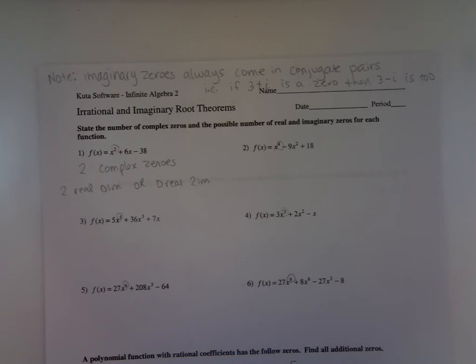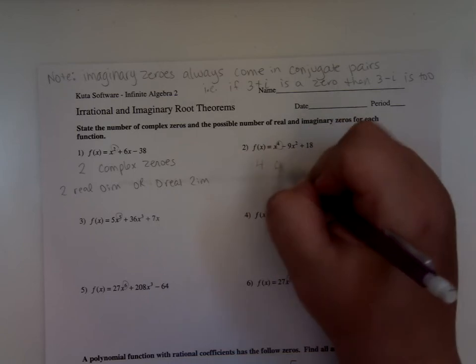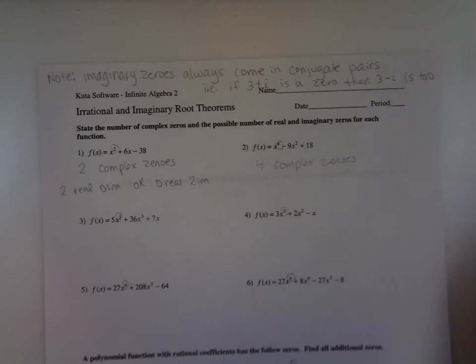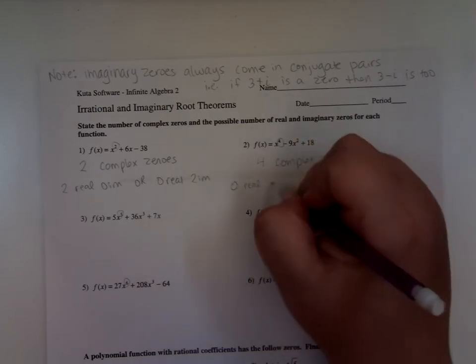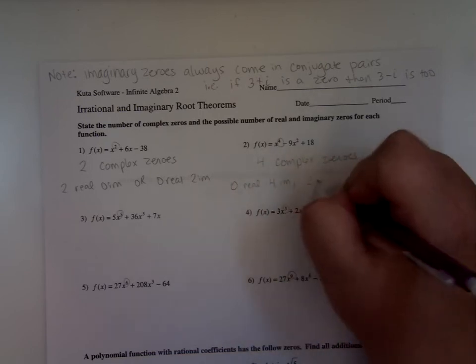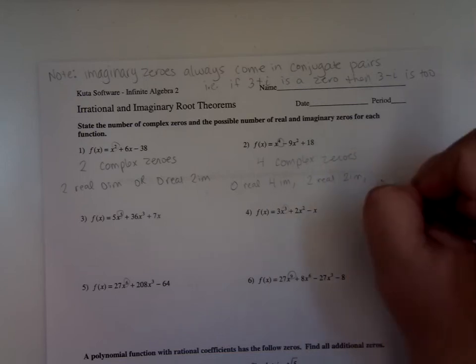Same thing with this one. Since it's an even number, you're going to have 4 total zeros, so we say 4 complex zeros. You can have 0 real and 4 imaginary. You could have 2 real and 2 imaginary, or you could have 4 real and 0 imaginary.